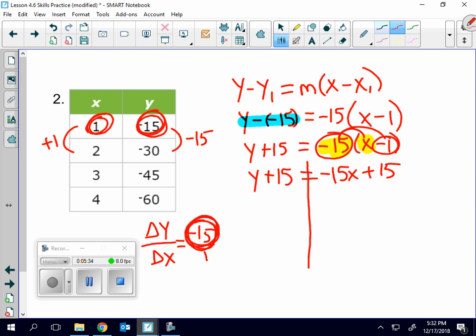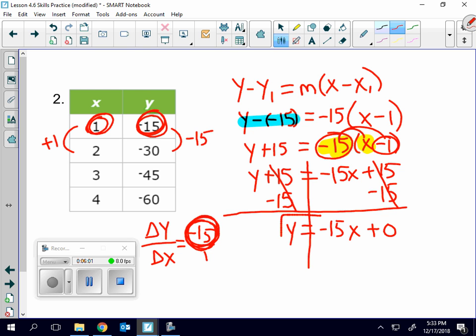I just need to subtract this 15 to get y by itself because I want it in slope-intercept form. And I'll subtract 15 from both sides. It does not have an x with it. And those happen to both cancel out. So I'm just left with y equals negative 15x. And of course, if they give you boxes to put in, so you need to know what the plus is, it would be plus 0. But you can just put in that if it just asks you for the equation.